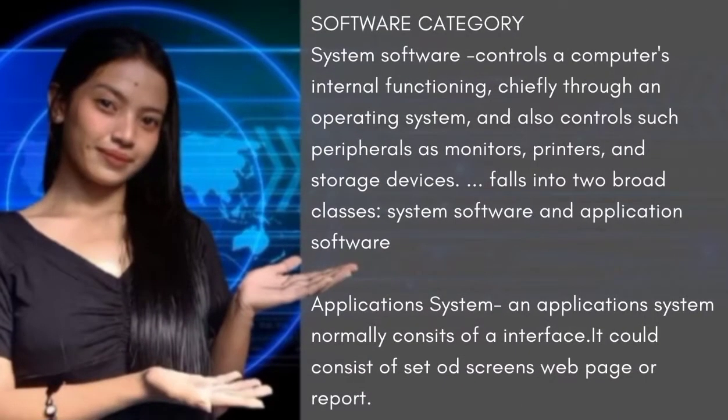There are two categories of software. System software. This software consists of the programs that control and maintain the computer and its devices. It serves as the interface between the user, the application software, and the computer hardware. And application software. Application software normally consists of an interface. It could consist of a set of screens, web pages, or reports. A widely used type of application software related to communication is a web browser, which allows users to make connections to access web pages or run programs.